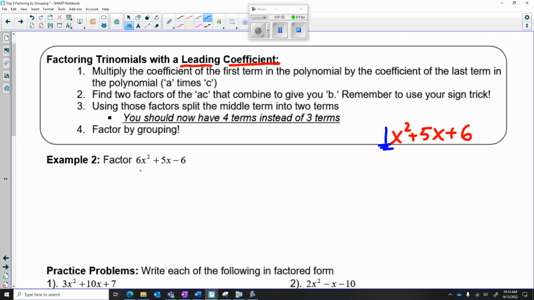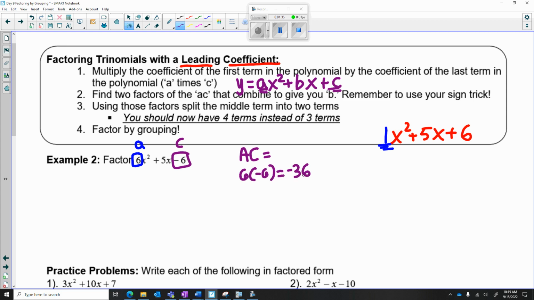So these are the steps that you're going to follow in the box. The first thing you're going to do is multiply the coefficient of the first term, which we call the A, by the last term, which we call the C. So if you remember, quadratics are in the form y equals ax squared plus bx plus c, where the a and the c are the numbers that I'm referring to here. So on the side, I want you to write a times c. So 6 times negative 6 is negative 36.